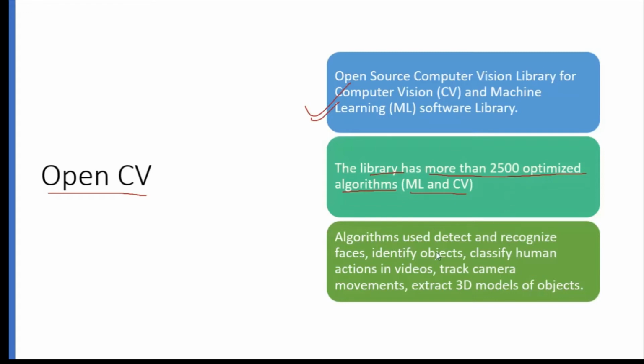This makes it really robust to detect and recognize faces. They can identify objects, classify human actions in videos, track camera movements, extract 3D models, and so on. You can also clear the red eye which we get in flash. You can just remove those red eyes. You can follow eye movements. You can recognize sceneries, establish markers to overlay it with augmented reality. So it is very powerful, and it can really help you transform the way we look at the world.